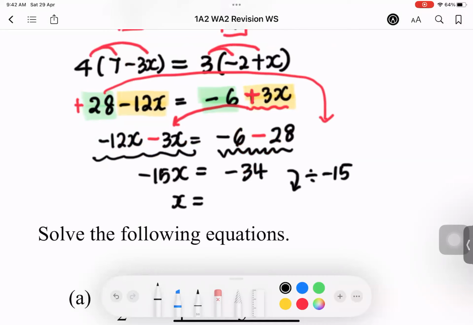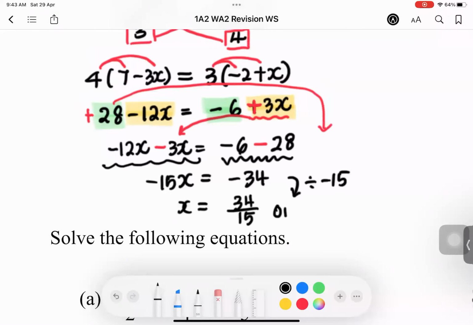X equals to, what is the answer? We are -34 over -15. Is it a nice number? It's not a nice number. I don't know, so I left it as 34 over 15. Okay, nothing to simplify. My calculator gave me this. You can write this one, or you can write a mixed number 2 and 4 over 15.